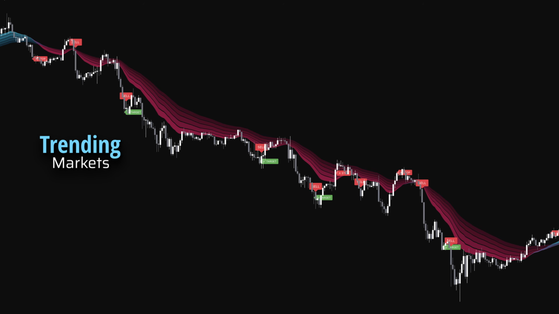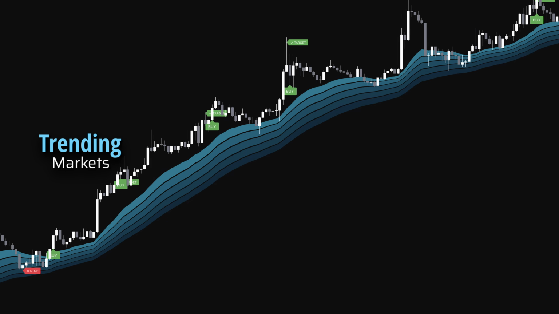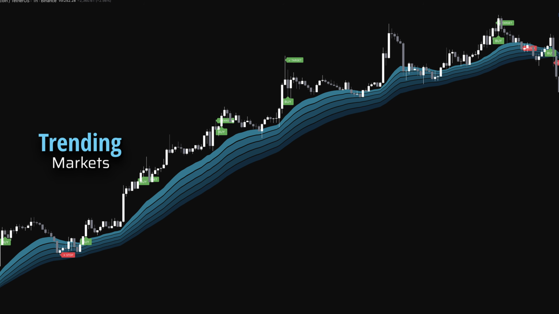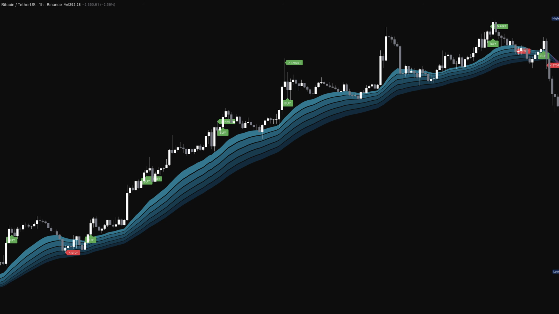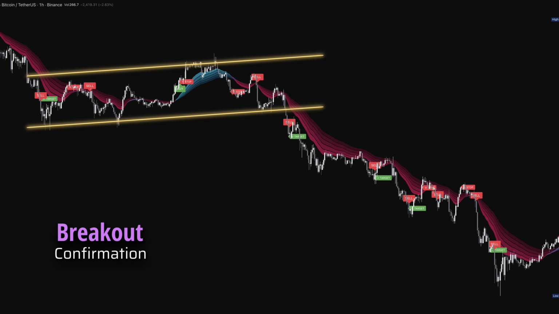The indicator excels when assets establish clear directional movement. Bitcoin during bull markets, commodity futures and supply-demand imbalances. Such conditions produce the strongest results. When price breaks from consolidation, the ribbon quickly aligns and generates signals. This provides systematic entry into new trends rather than relying on subjective breakout validation.